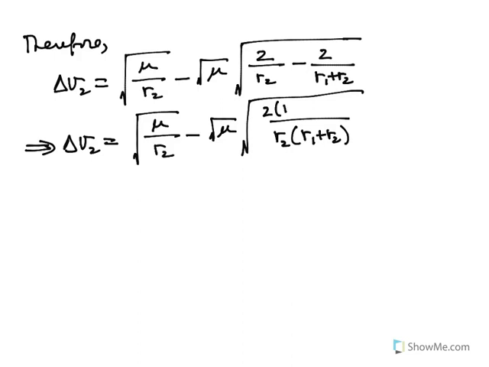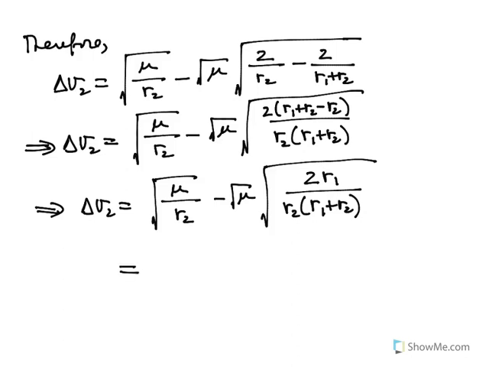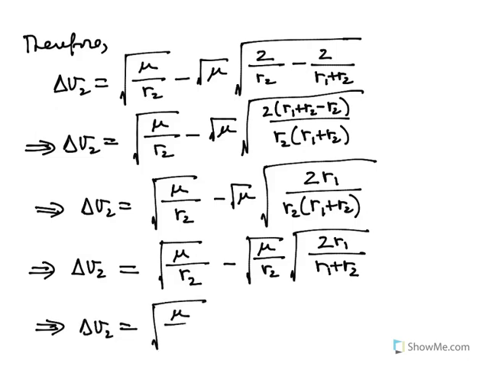And we've got 2 times r1 plus r2 minus r2, which gives delta v2 equals the square root of mu over r2 minus the square root of mu times the square root of 2r1 all divided by r2 times r1 plus r2, which equals the square root of mu over r2 minus the square root of mu over r2 times the square root of 2r1 all divided by r1 plus r2, which gives delta v2 is equal to the square root of mu over r2 times 1 minus the square root of 2r1 all divided by r1 plus r2.